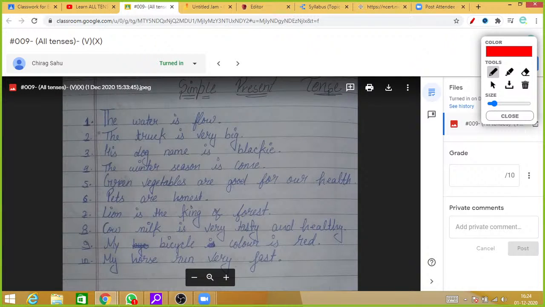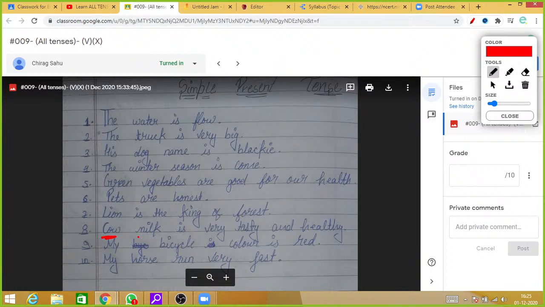So lion is the king of the forest, with the use of the. Okay. Cow milk is very tasty. Now again, you are not talking about whom are you talking about? You are not talking about cow. If you were talking about cow, you would say cow is a nice animal or something. When you are talking about just the cow, then you would have used cow as it is. Okay, so it would be just cow.